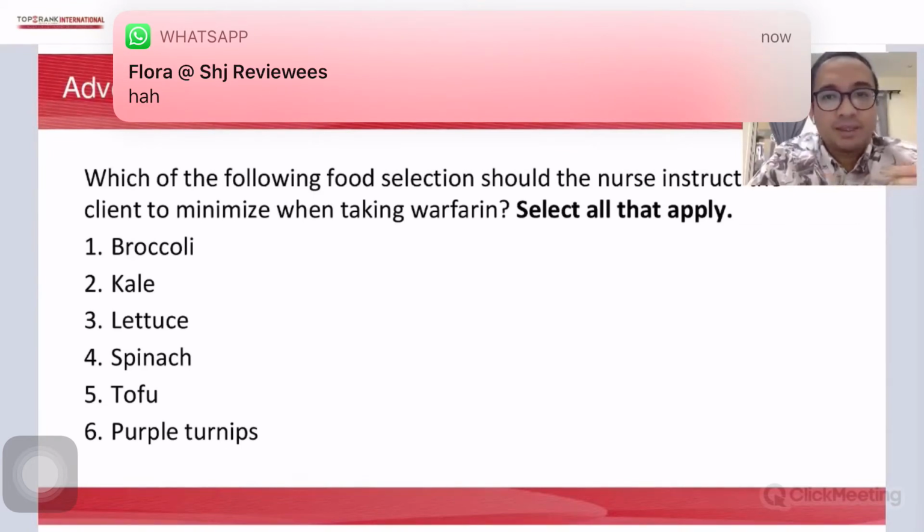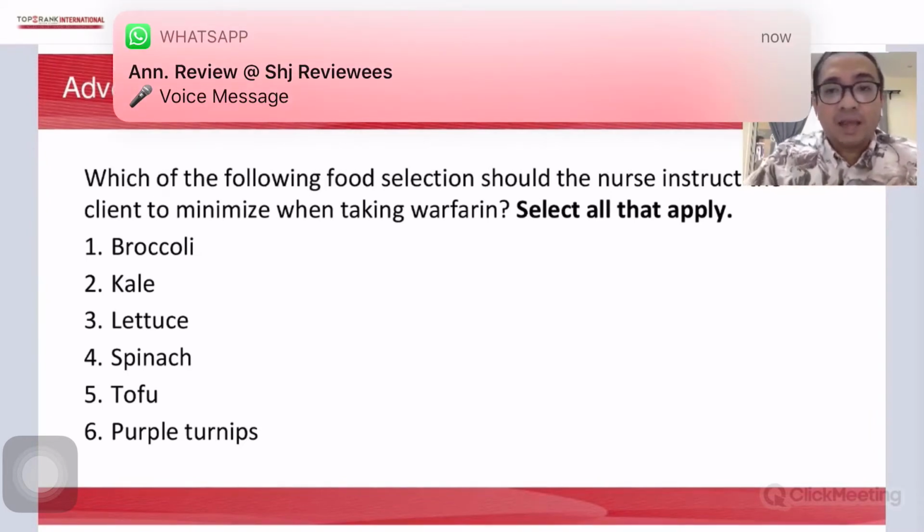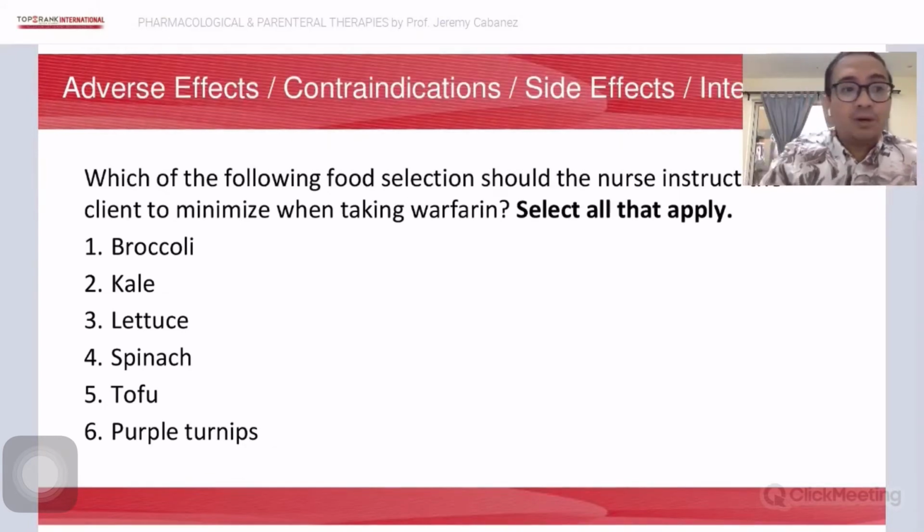Alright. So same topic. Which of the following food selections should the nurse instruct the client to minimize when taking warfarin? Select all that apply. Anong napansin nyo guys? Kung hindi mo na itama, okay, sa international exam, specifically sa NCLEX, pag hindi mo na itama yung first question, which is about anticoagulants, nahirapan ka doon. Ano ulit ang ibibigay sa'yo? Questions about anticoagulants, so that the computer would be able to identify that you have hit it correctly. Definitely, kapag mga ganyan yung mga questions, you have to hit it correctly or else uulit-ulit yung same na question.